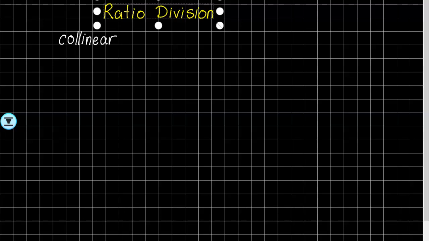We're going to do a couple of things today. We want to discuss ratio division and what collinear means. I'm wondering if I need two L's there. Anyway, might not need two L's.